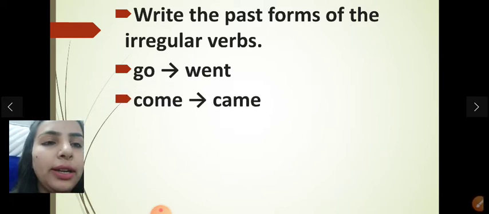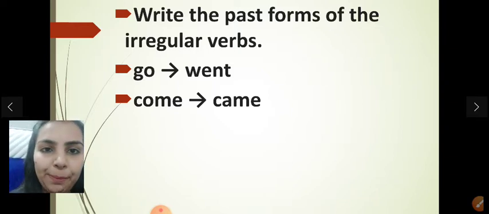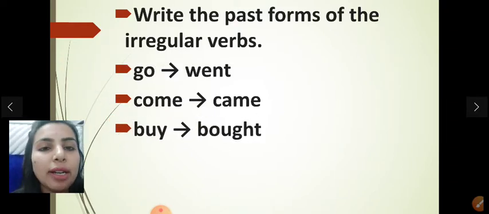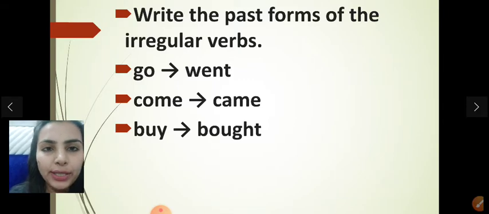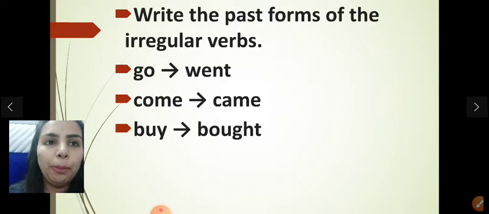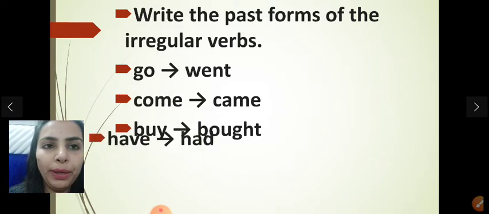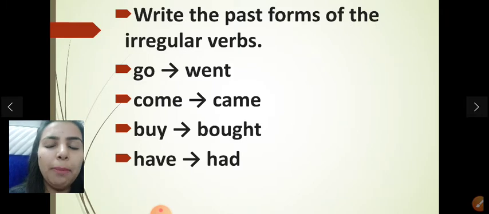Come. What is the irregular form of come? Came, C-A-M-E. Came. Next is buy. What is the irregular form of the verb buy? It's bought, B-O-U-G-H-T. Bought. Whenever we use these words in the past form, we use their irregular verb forms. Like go becomes went, come becomes came, buy becomes bought.